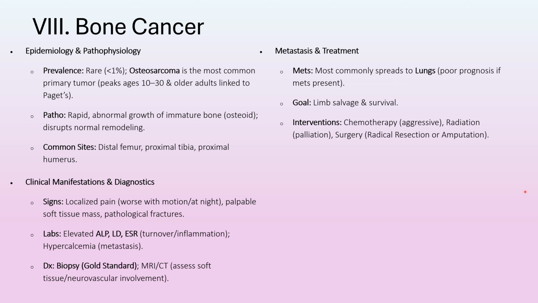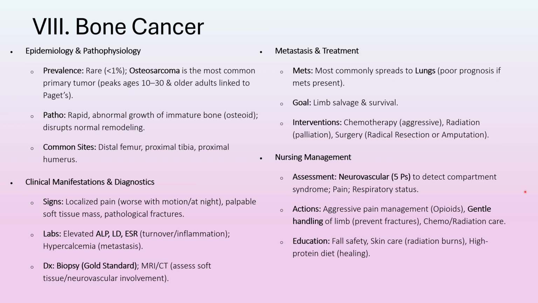So basically, surgery can mean amputation. For the surgery, we have radical resection: removal of tumor, muscle, bone, and surrounding tissue, which often requires reconstruction with prosthesis. The amputation may be necessary if the tumor is extensive or limb function cannot be saved.